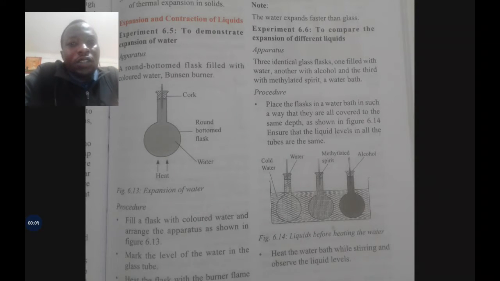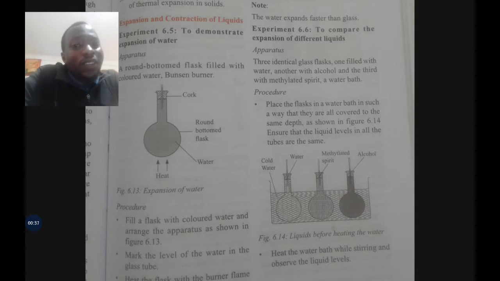Expansion and contraction of liquids. Now liquids also expand the same way solids expand when heated, and they contract the same way solids also contract when cooled. Now we have a demonstration that shows that liquids expand, and it will also tell us the relationship that is there between the expansion of solids and liquids.